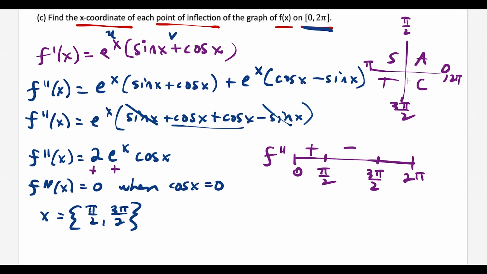And then the last space to check is between 3 pi over 2 and 2 pi, and that's quadrant 4. And cosine is positive there, so we'd have a positive times a positive times a positive, which is positive. So if we're looking for our points of inflection, notice we have a point of inflection at x equals pi over 2 and at 3 pi over 2 because our second derivative changes signs at those values of x.